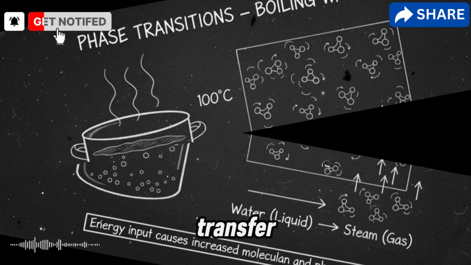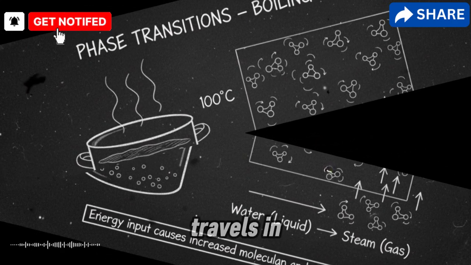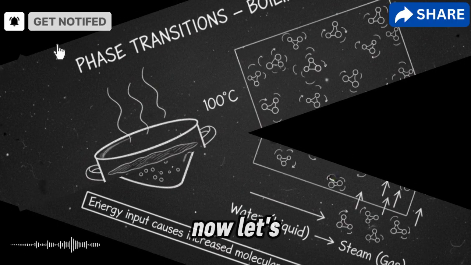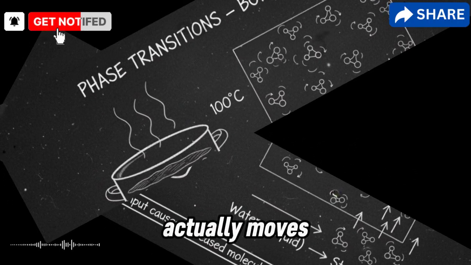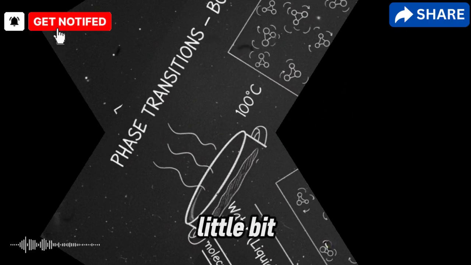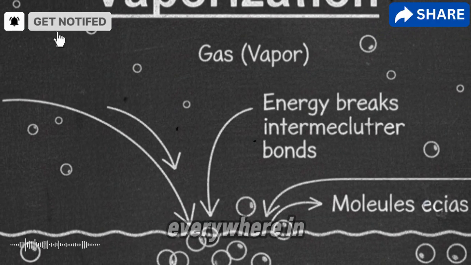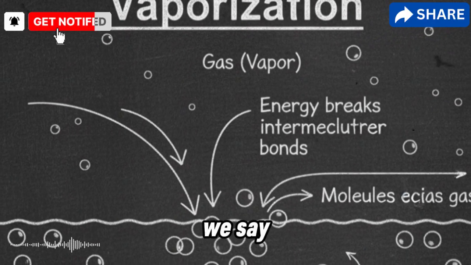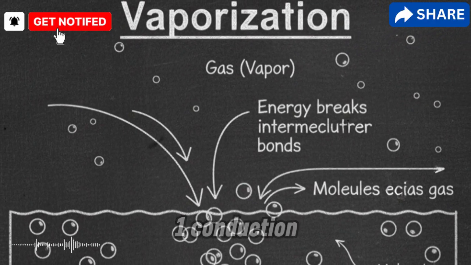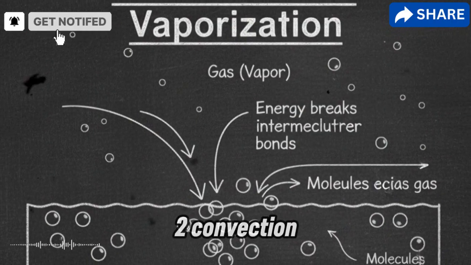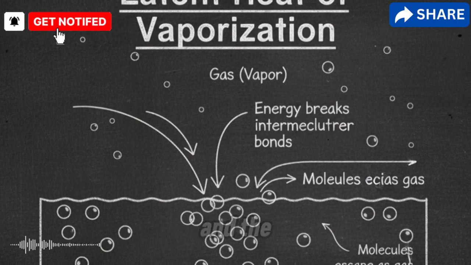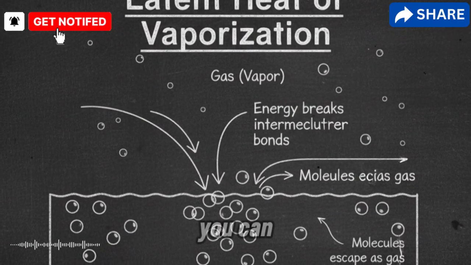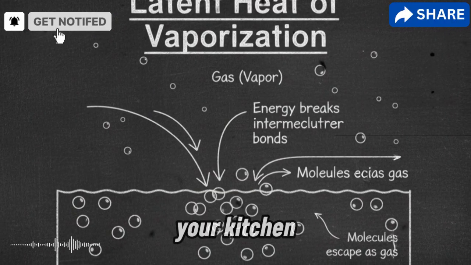2. Heat transfer. How energy travels in the kitchen. Now let's talk about how heat actually moves. Because heat is a little bit like gossip. It spreads everywhere. In physics we say there are 3 ways heat can travel. 1. Conduction. 2. Convection. 3. Radiation. And the beautiful thing is, you can see all 3 inside your kitchen.